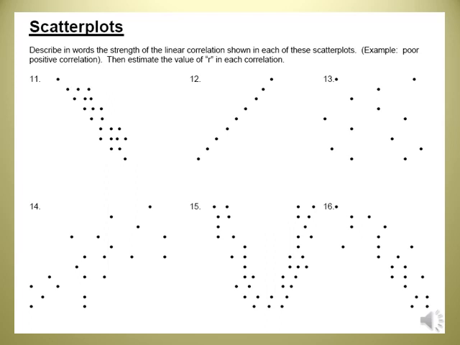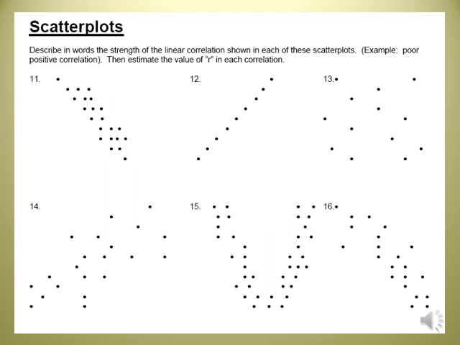Number 12 is a perfect positive correlation, and that would be 1. Number 13, when I look at that, I don't really see any pattern at all, so I would probably put 0 and say that there's no correlation.